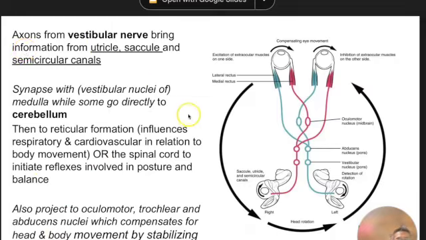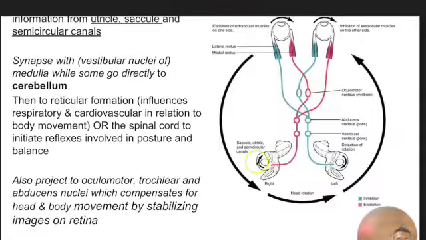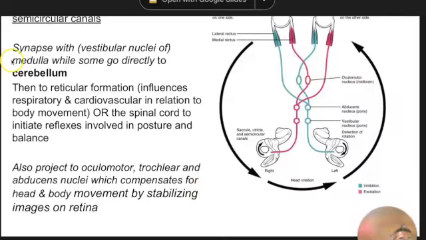Vestibular hearing is the vestibular nerve, which synapses with the medulla, while some goes directly to the cerebellum. Okay, so this is your balancing part. Remember, the vestibular is your balancing part, and your cerebellum helps with the balancing in the brain.